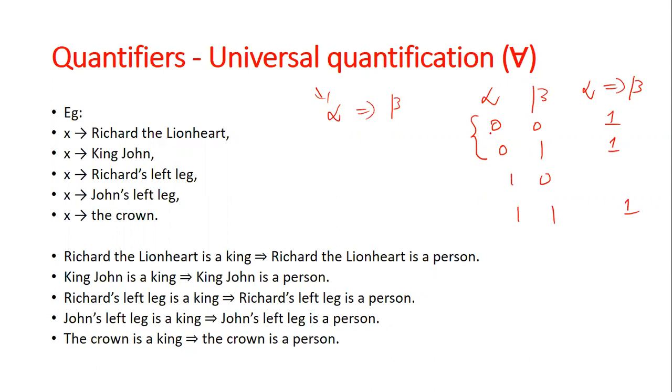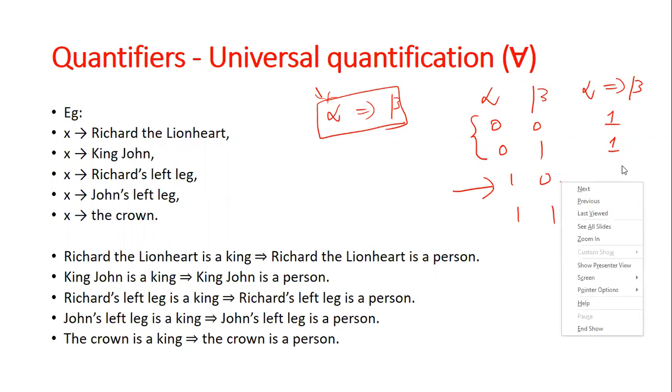If alpha is true and beta is true, then alpha implies beta is also true, because this statement only claims that if alpha is true, then beta is true. If alpha is false, it does not claim anything. So as per the truth table, these two are 1. If alpha is true and beta is false, that is not possible. That is 0. So this is our truth table.